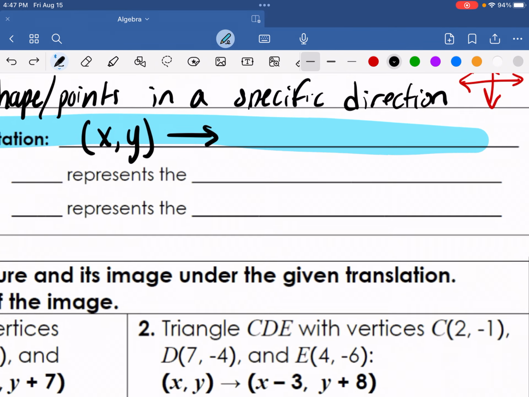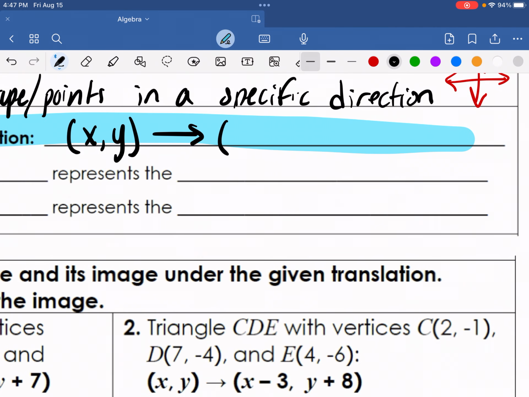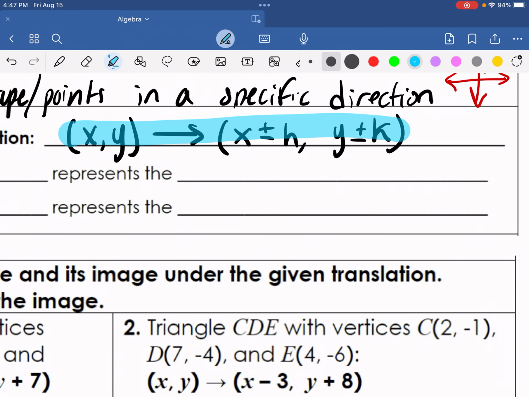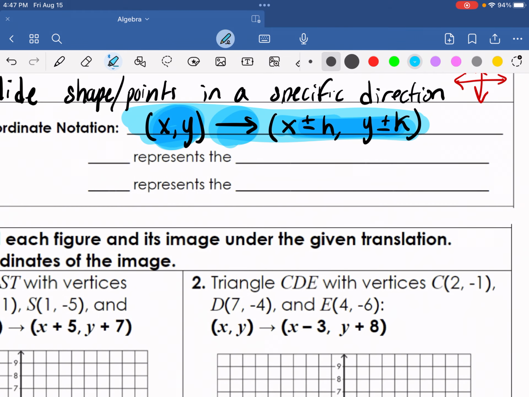Where are they moving to? And then you just have to finish the directions. x plus or minus h and y plus or minus k. Again, when I say coordinate notation, you have to write the whole thing: this part, x comma y, the arrow, and the direction, all of it.